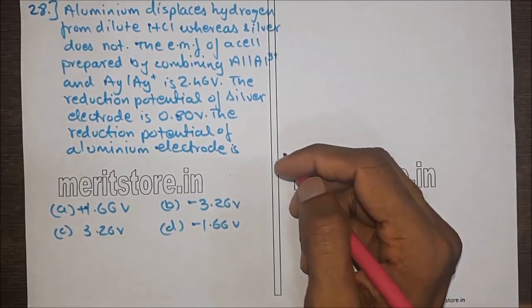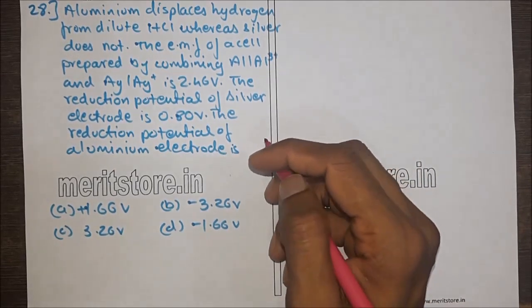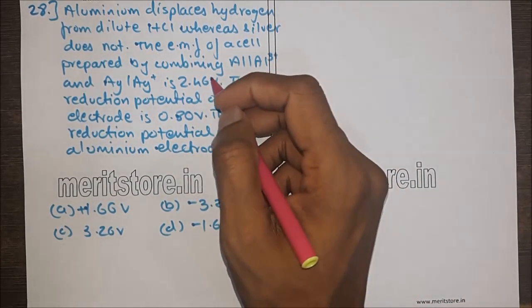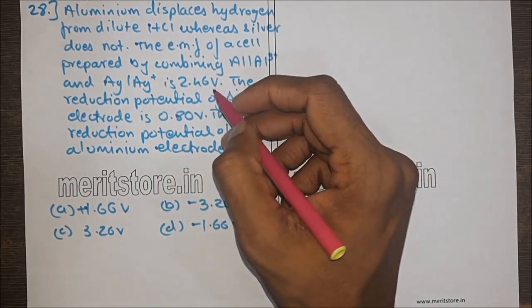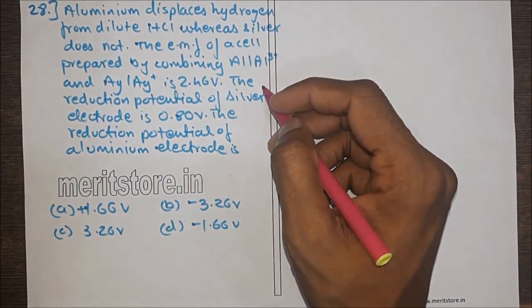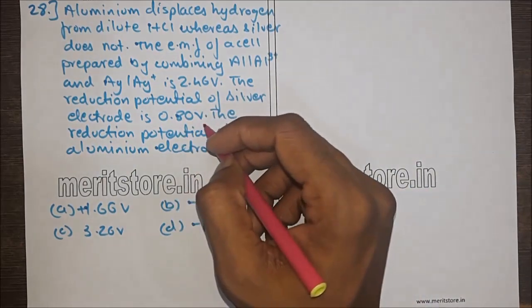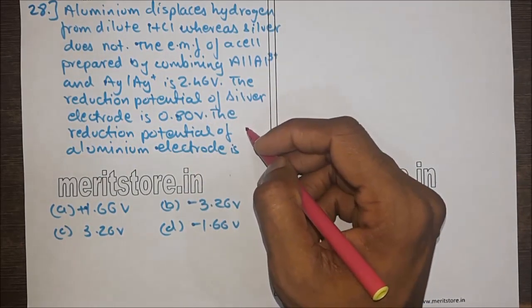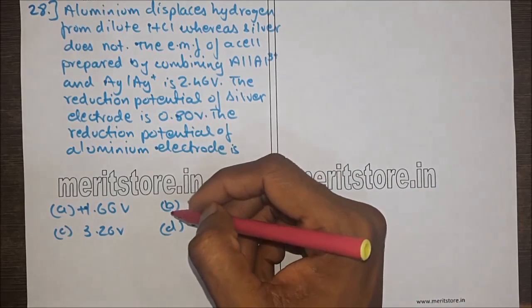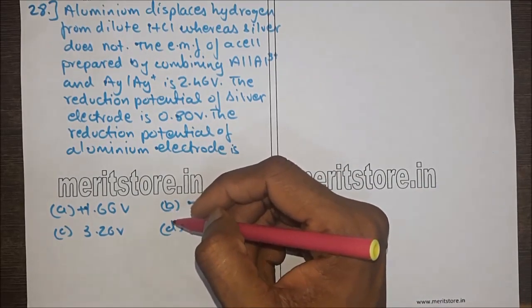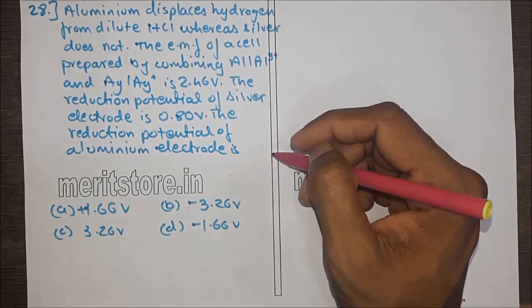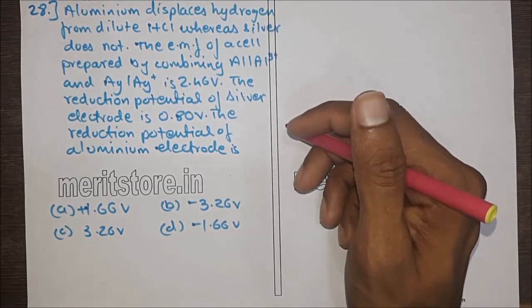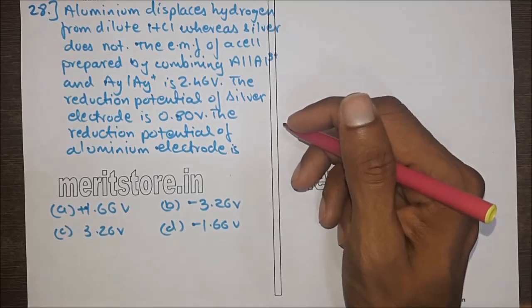Question 28. Aluminum displaces hydrogen from dilute HCl, whereas silver does not. The EMF of a cell prepared by combining aluminum and silver is 2.46 volt. The reduction potential of the silver electrode is 0.8 volt. The reduction potential of the aluminum electrode is, we give four options over here. Aluminum displaces hydrogen from HCl, but silver cannot. It means aluminum is situated above silver. Hence, aluminum will act as anode and silver will act as cathode.